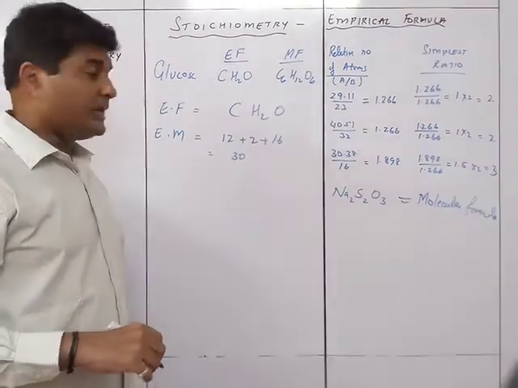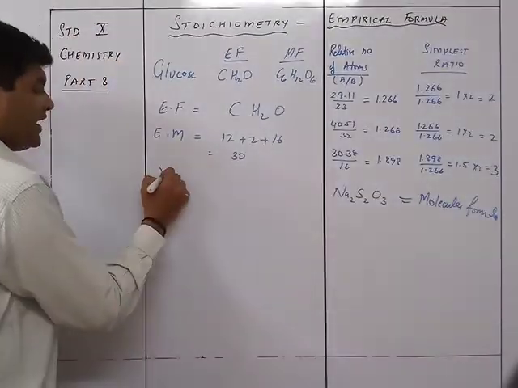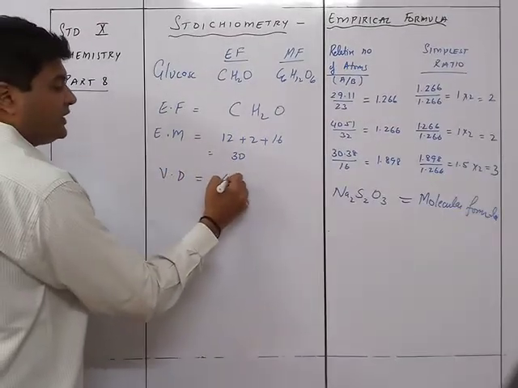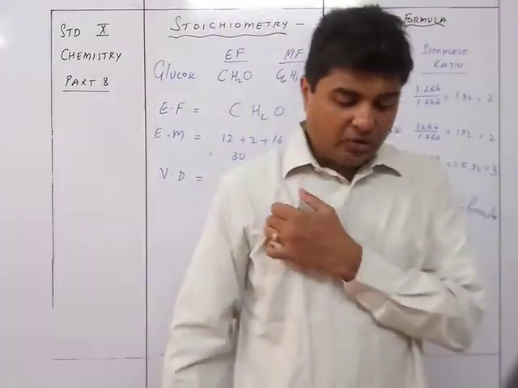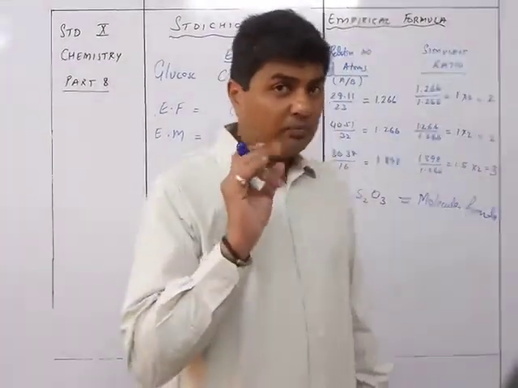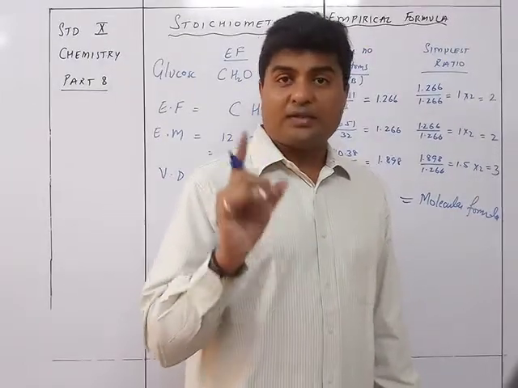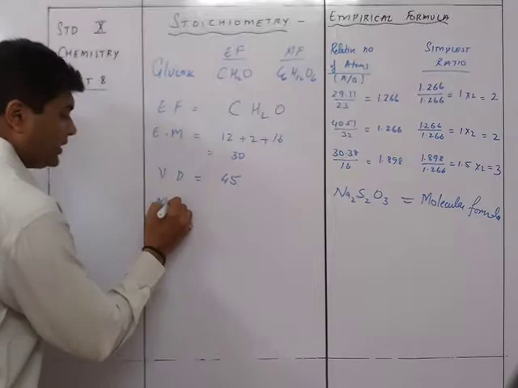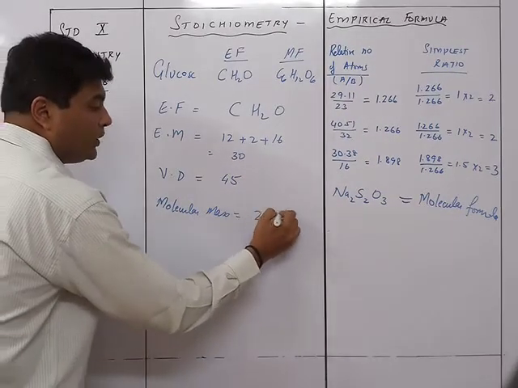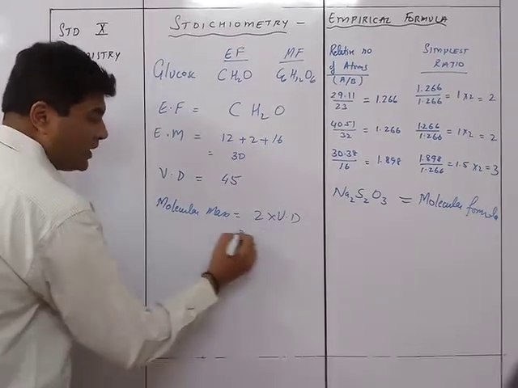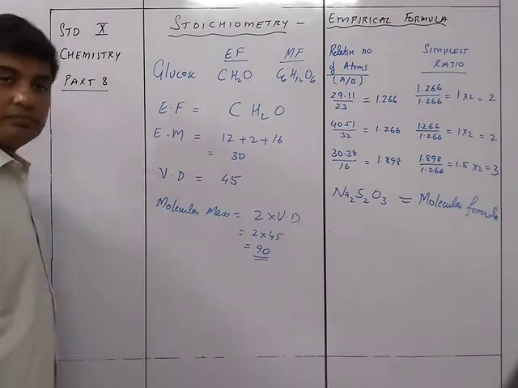Right? So that's 30. Now we are given that the vapor density is 45. Okay, the vapor density is given to you as 45. Now we remember the formula for vapor density. Molecular mass is twice the vapor density. We know that molecular mass is equal to 2 into vapor density. So molecular mass is equal to 2 into 45, which is equal to 90. Okay.